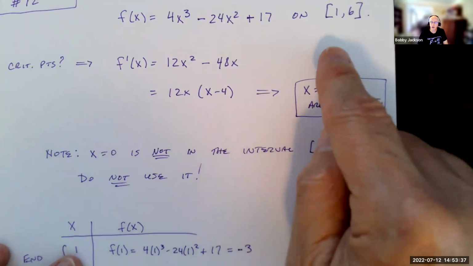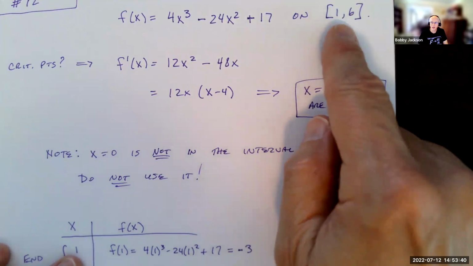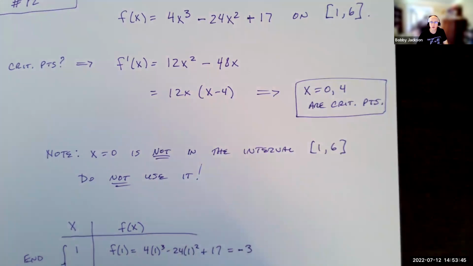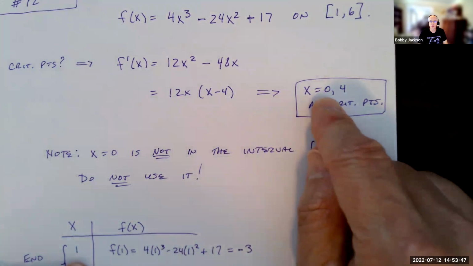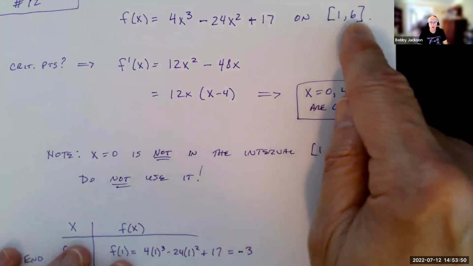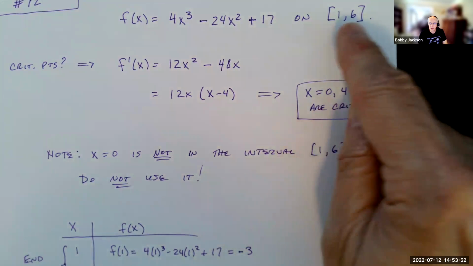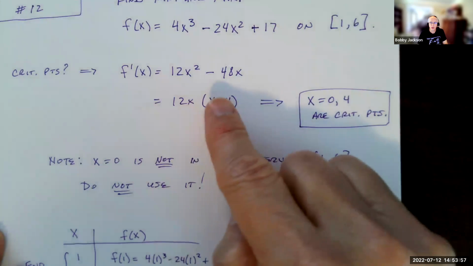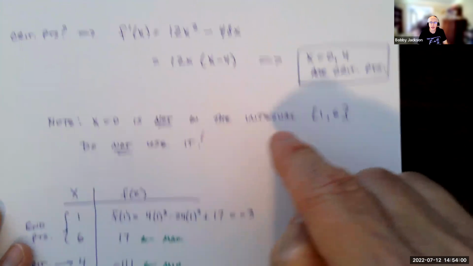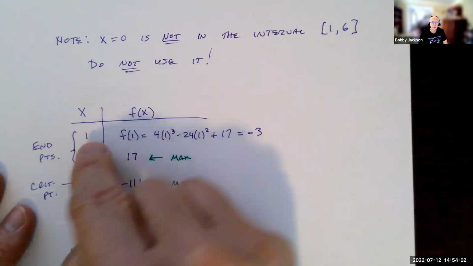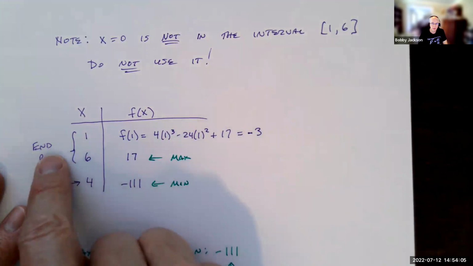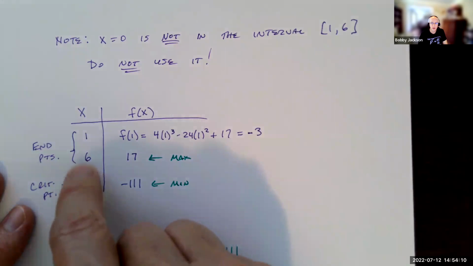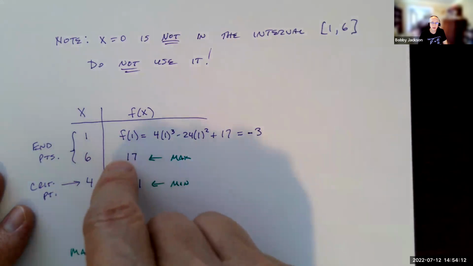Now, when we go to check, I said check critical points, but notice it's on this interval from 1 to 6. Notice 0 is not in this interval. You're not going to use 0 to help you determine the max or min on the interval from 1 to 6. 4 is between 1 and 6, but not 0. So first step, show clearly the derivative and the critical points, and then show a table of values like this. Endpoints 1 and 6, and the only critical point on that interval is 4, so don't include 0. And then we simply evaluate the function at 1, 6, and 4.